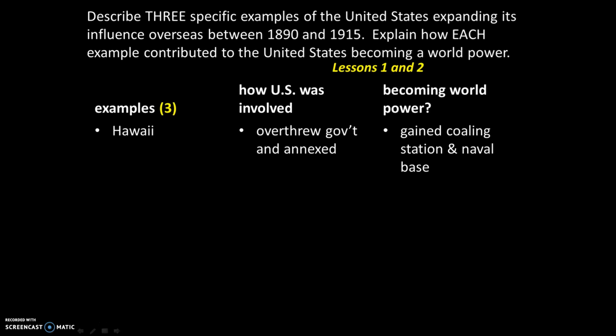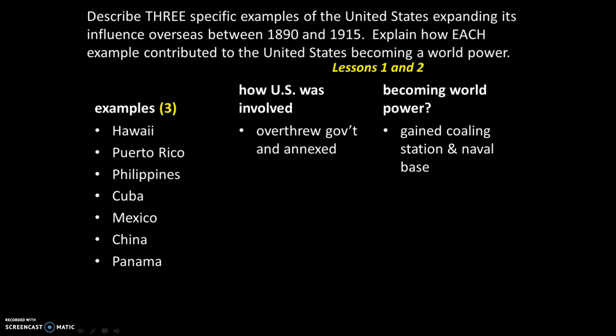So for example, if we take Hawaii as one example, how was the U.S. involved? We overthrew their government. We annexed Hawaii. Then afterwards, in the interests of American sugar growers, how is this an example of the U.S. becoming a world power? We gained a coaling station, a naval base. This is our extension out into the Pacific Ocean to protect trade.